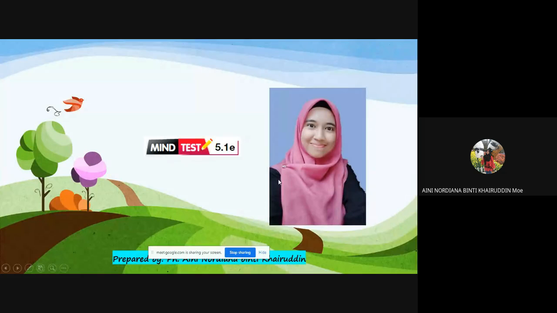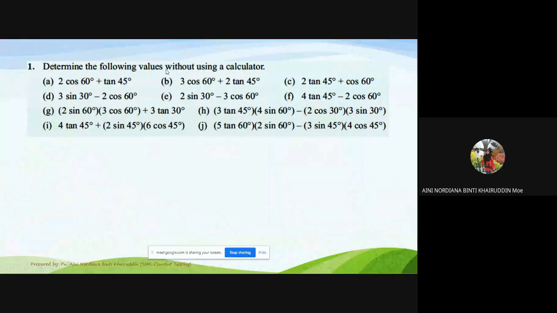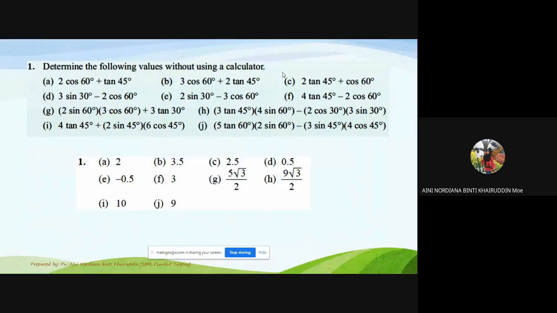Now we discuss Mind Test 5.1E. Determine the following values without using a calculator. As I mentioned from the previous class, this is the answer. If you want me to show any step work for any question, just let me know. I'll show you.